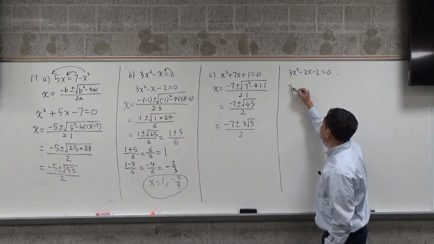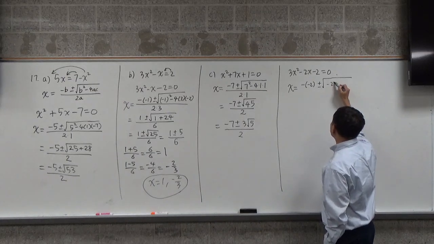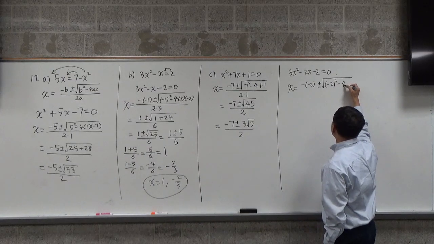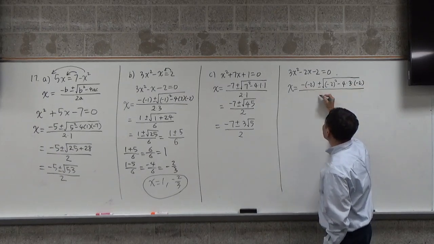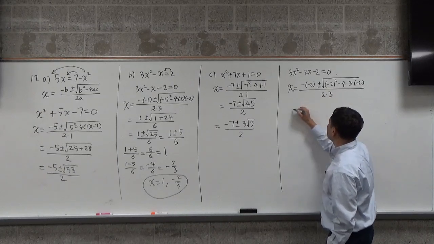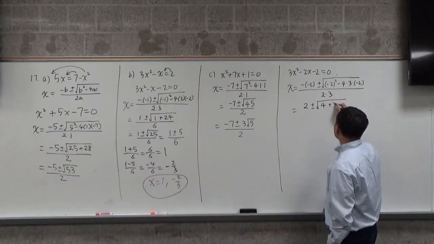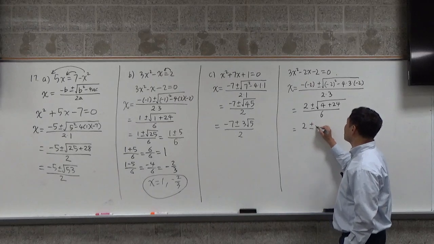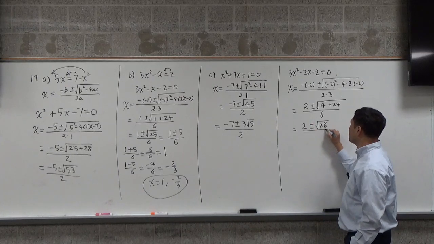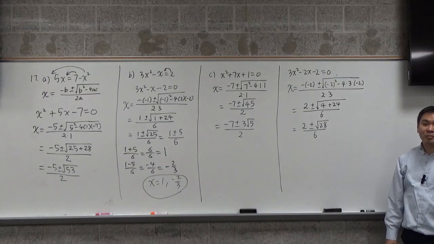Similar: x equals negative of negative 2, plus or minus the square root of negative 2 squared minus 4 times 3 times negative 2, over 2 times 3, which is 2 plus or minus the square root of 4 plus 24, over 6. That's 2 plus or minus the square root of 28 over 6. Is that where you stop? No, you have to do a bit more, right?